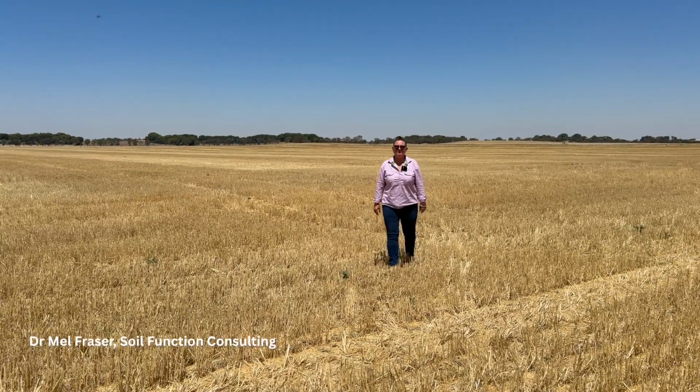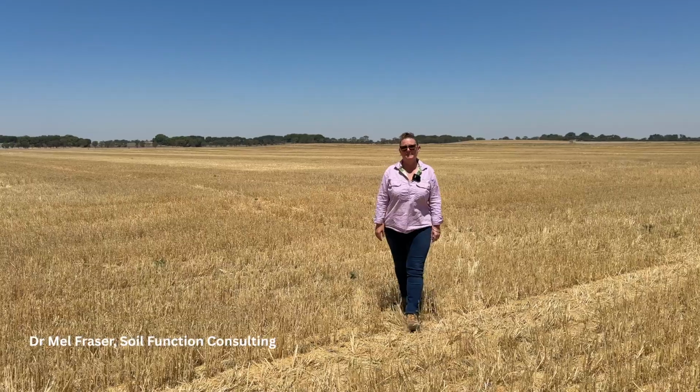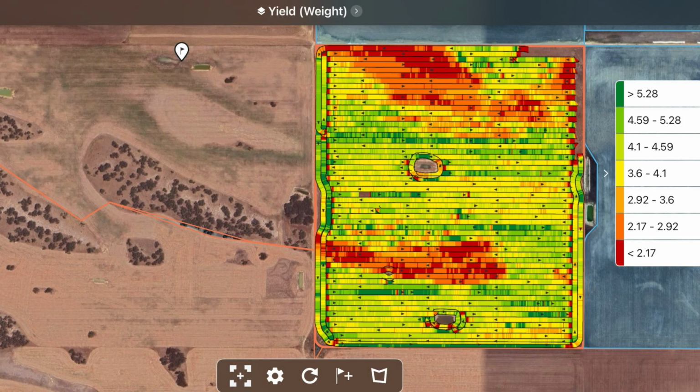Not all soils in a paddock behave the same, so we shouldn't sample them the same. This recent yield map shows us where the wheat has performed differently. That usually means the soil is different too. To manage or rectify this variability, it's important that we soil sample by zone.